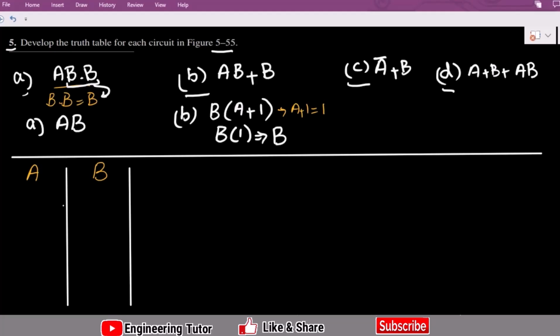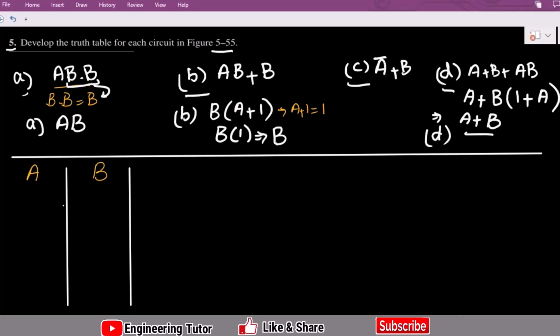Okay, similarly the other will remain the same, as there is nothing to simplify here, while for this one I can also take B common from here. So here it will be A plus B(1 plus A). From here I will get A plus B, because 1 plus A is 1. So the output of it will be A plus B. This is the simplified version of part D.